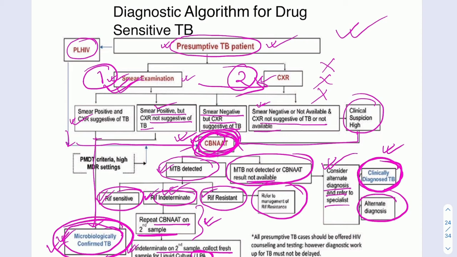So this was all about the diagnosis of tuberculosis. I have discussed the case definitions, then the diagnostic methods or diagnostic tools we use, and the algorithm for the diagnosis of drug-sensitive tuberculosis.